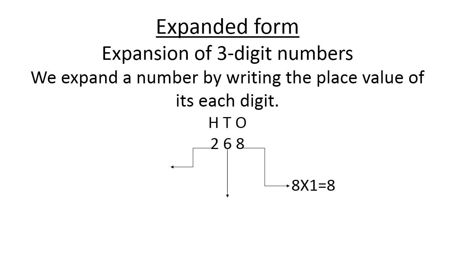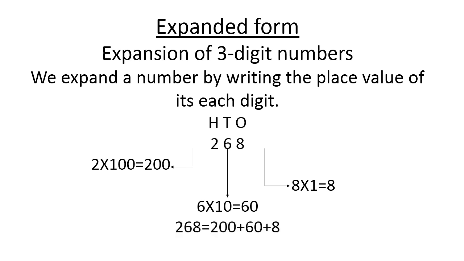Here 6 is at tens place, so we will multiply 6 by 10. So 6 tens are 60. Here 2 is at hundreds place, so we will multiply 2 by 100 to find out the place value of 2, and that is equal to 200. So we can say that the expanded form of 268 is equal to 200.